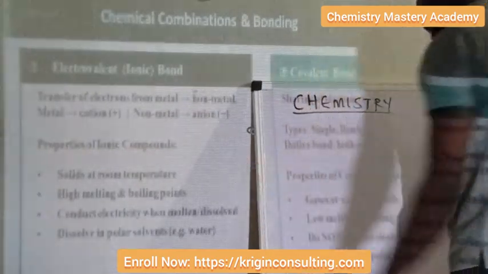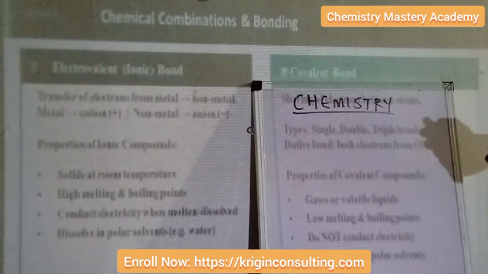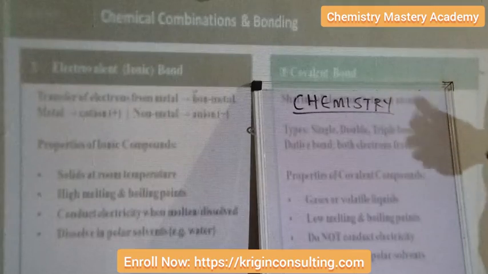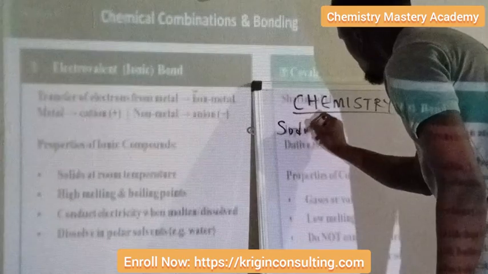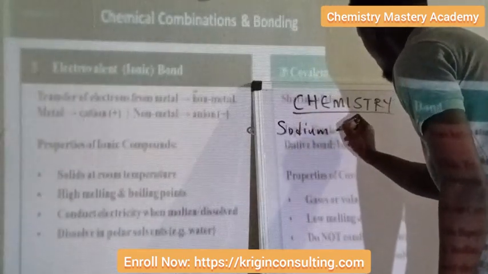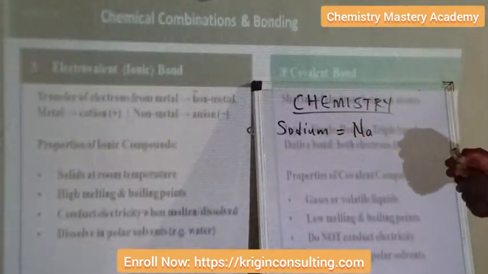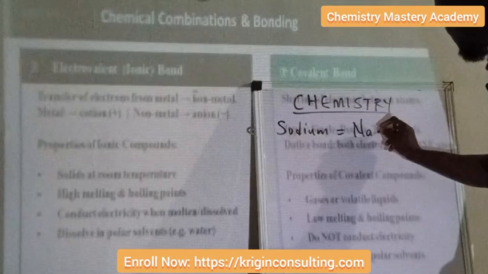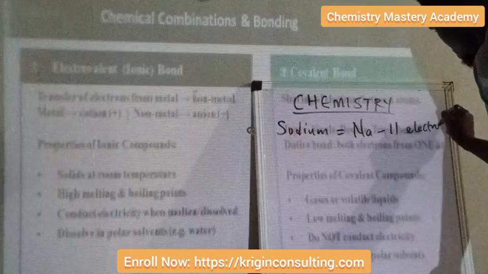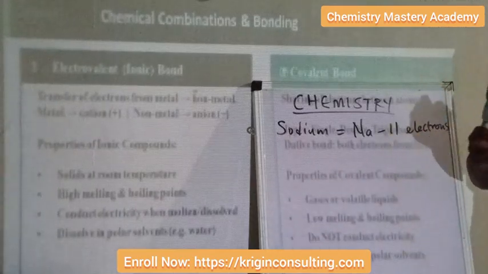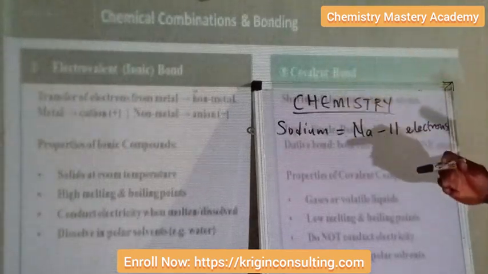I hope you can see the board. All right. So let's use an example of sodium. Sodium, which has the symbol Na, has how many electrons? It has 11 electrons. Now, let's draw the shells.